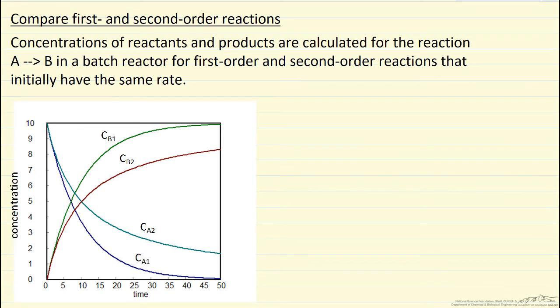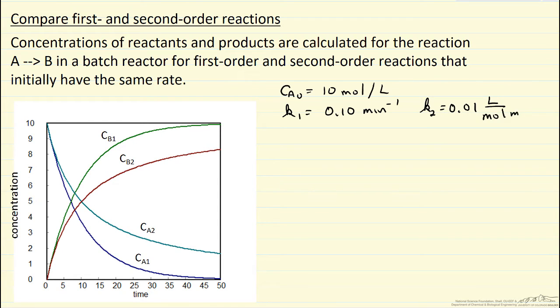I'm going to compare the behavior for first and second order reactions that initially have the same rate of reaction. So I picked the conditions where the initial concentration in both cases is 10 moles per liter. And so the first order rate constant has units of minutes to the -1, whereas the second order rate constant has different units, so we can't compare the numerical values. If I now calculate the initial rates, just to show that they're the same.